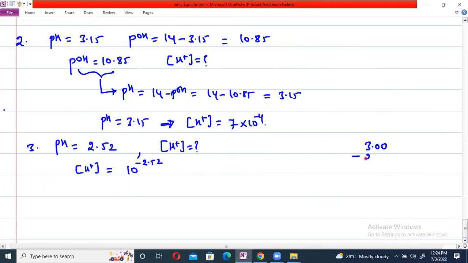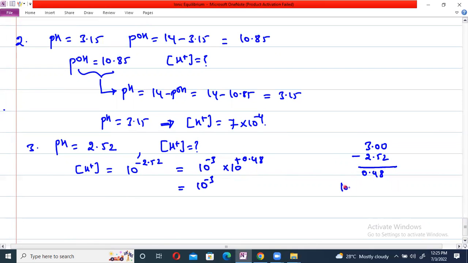So 3 minus 2.52, if we do, 0.48. So it can be written as 10 to the power of minus 3 into 10 to the power of minus 0.48. But if we do the minus, again it should be plus 0.48, because minus 3 plus 0.48 becomes minus 2.52. We will get it. Now, this is 10 to the power of minus 3 as it is.